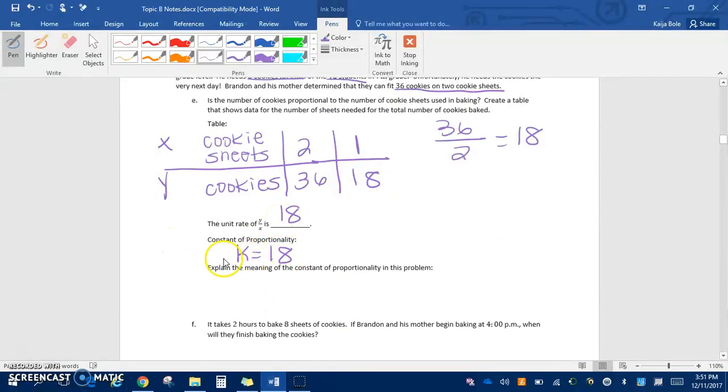And now if we explain the meaning, we would say that they can fit 18 cookies on 1 cookie sheet.